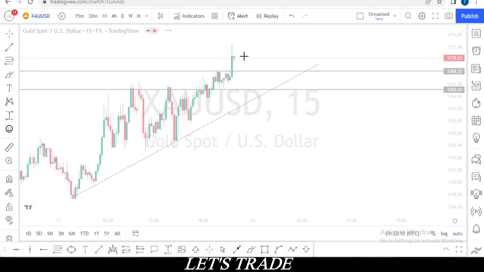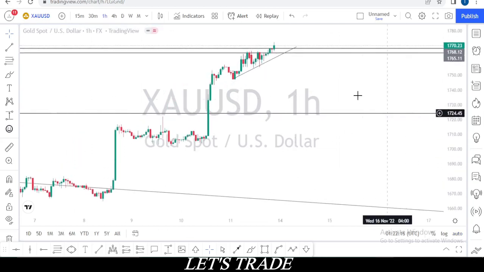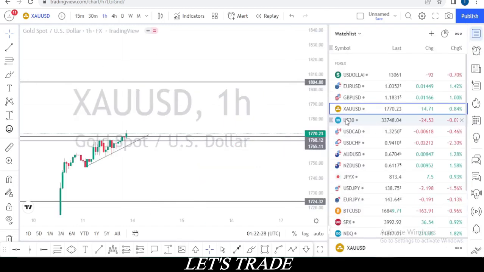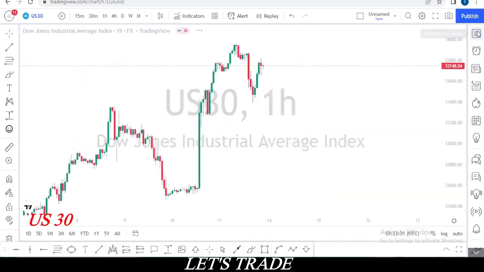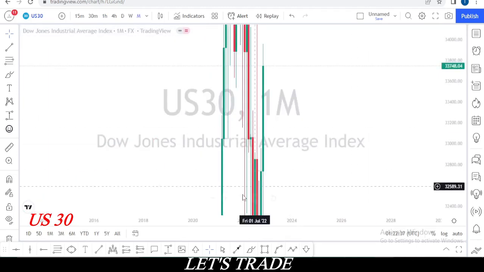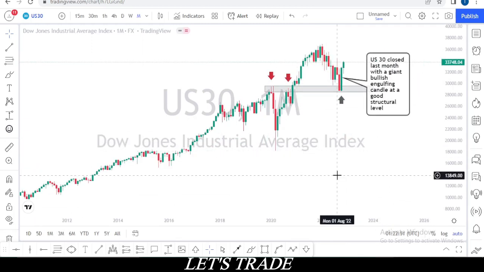You see that we get some kind of minor pullback into the zone. Now I'm back to the 1-hour time frame. I get some minor pullback into this zone before we push higher. But if we keep pushing up, this is our next level target. Then let's go to US30, which is the last asset that we are going to be looking at for this video. This video is getting too lengthy already.